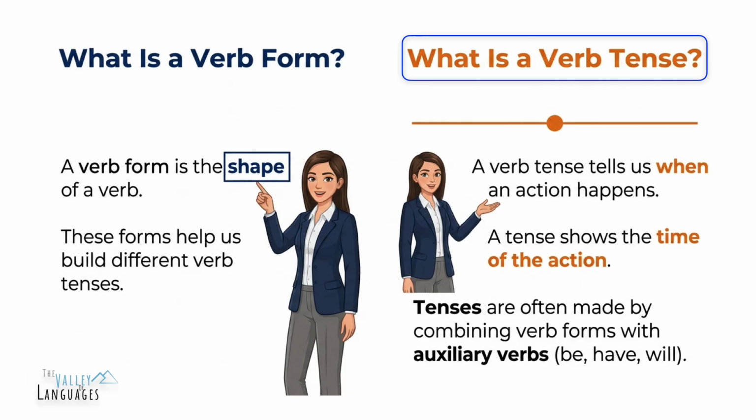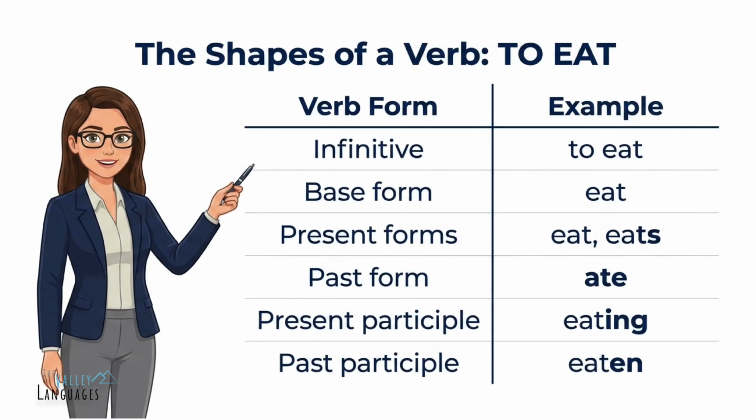Let's make this super concrete with an example using the verb to eat. What we have here are its physical shapes, its forms. You've got the infinitive, to eat. The base form, eat. The present forms, eat or eats. The past form, ate. The present participle, eating. And the past participle, eaten. Notice how we aren't talking about the past, present, or future in a full sentence yet? We're literally just looking at the verb's wardrobe. These are just the different outfits the verb to eat can wear, depending on the situation.